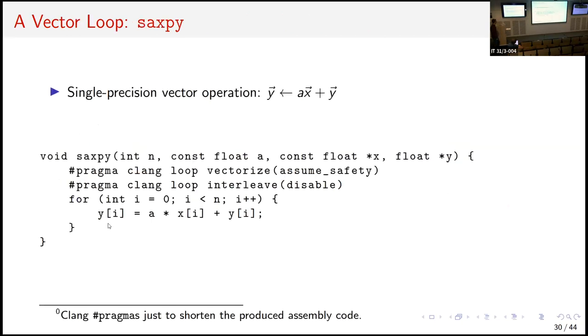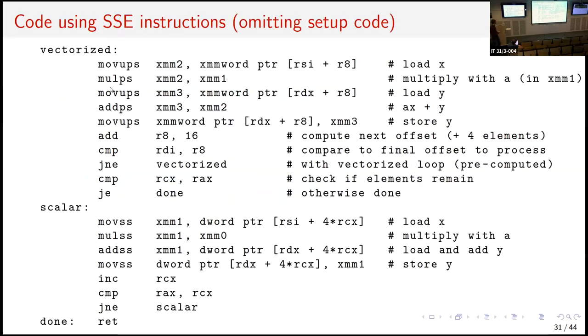Okay, so it exists. Let's look at some code. The standard example of a vectorizable loop is the AX plus Y. So we have A, a scalar, and X and Y vectors, and we scale the one vector and add it to the other one, and then store it back to the Y vector. That's how the C code looks if you want to implement it in C. The Clang pragmas are just there in order to shorten the produced assembly code. I could take them away. It's basically just saying to the compiler, look, this is safe to vectorize, and please don't unroll the loop before you're generating vector instructions. And that's what it spits out.